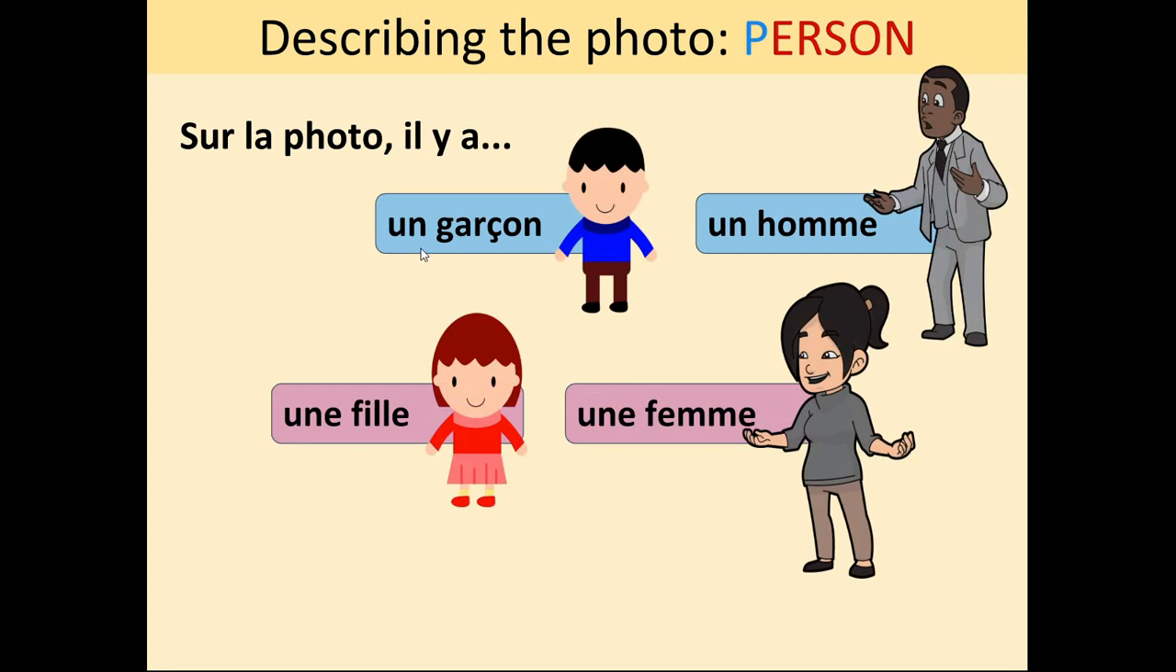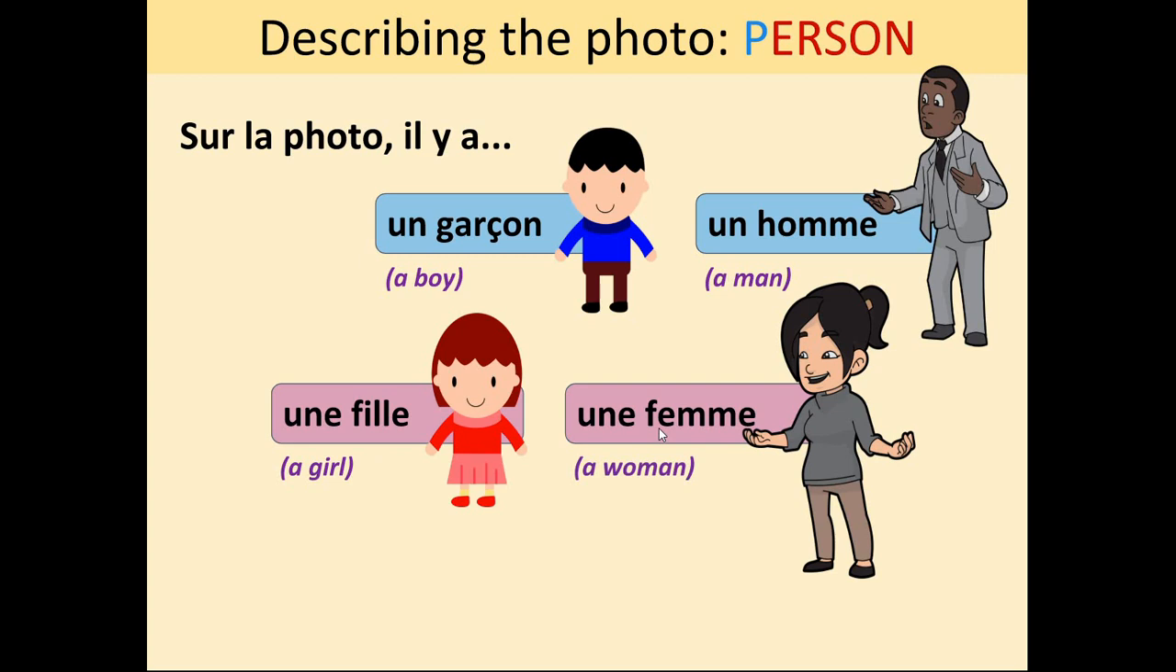So we have got un garçon, which is a boy. Un garçon. We have got un homme, which means a man. Un homme. We have got une fille, which means a girl, and it's the same sound as famille, fille, une fille, a girl. And finally, une femme, which means a woman.